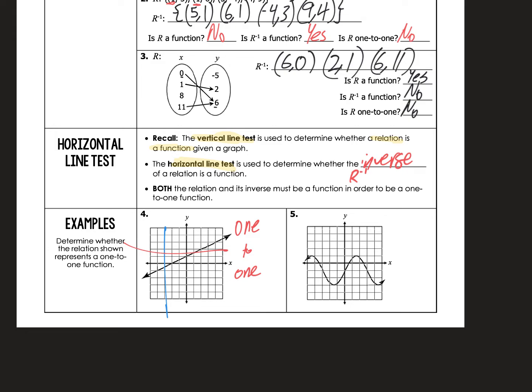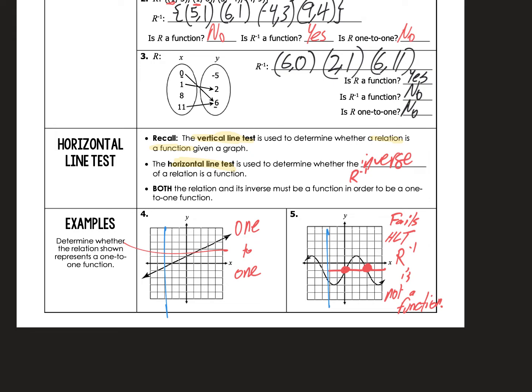And if you look at the second one, you're going to see, hey, look, this will pass the vertical line test, but it is not going to pass the horizontal line test. So let me do that a little nicer. If we do that, boom, you can see it hits in 2 points. So I'm going to put this fails the horizontal line test. The inverse is not a function. Okay, so our inverse is not a function. And again, if either of these are not functions, this cannot be one to one.